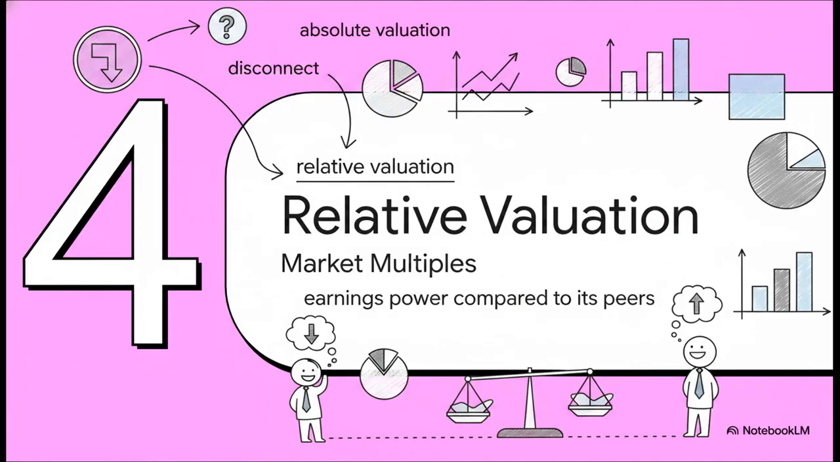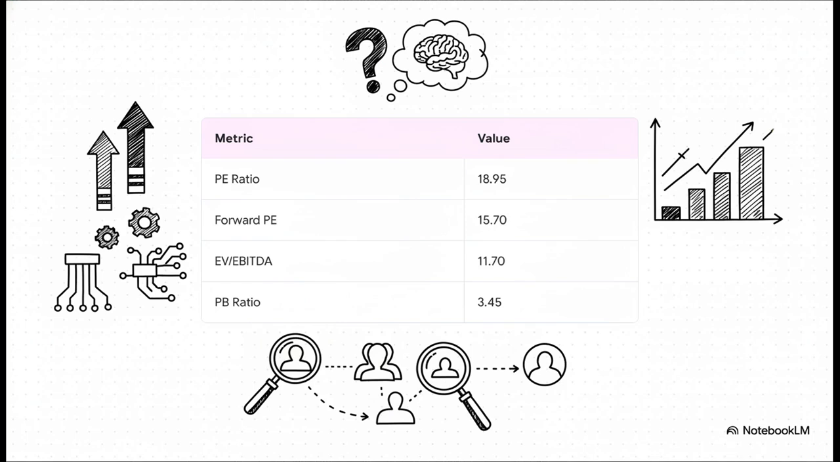Let's jump to Section 4, Relative Valuation and Multiples. Since our absolute valuation showed that disconnect earlier, let's see how the market is currently pricing Belden's earnings power compared to its peers. Okay, let's talk multiples. Belden boasts a trailing price-to-earnings ratio of 18.95, a forward PE of 15.70, an enterprise value-to-EBITDA ratio of 11.70, and a price-to-book ratio of 3.45.